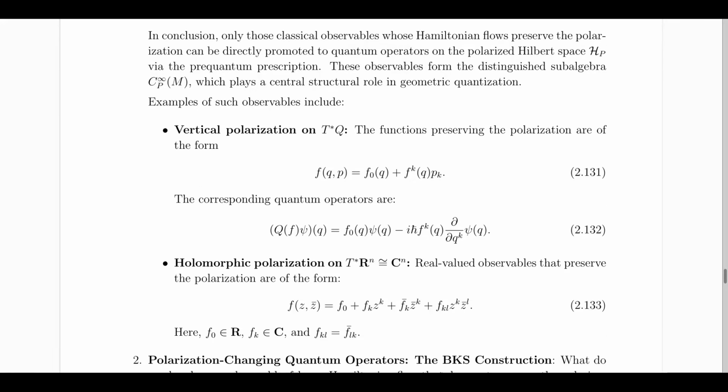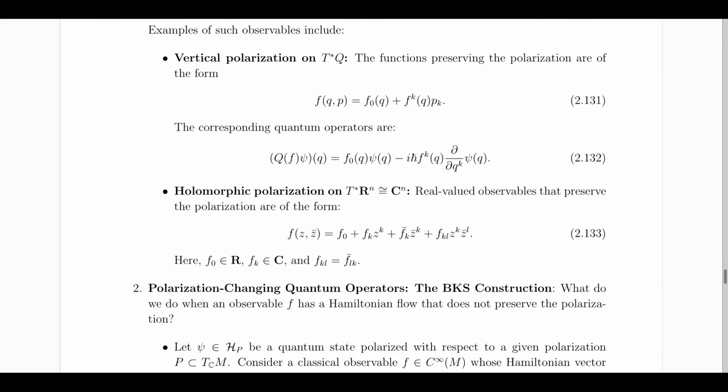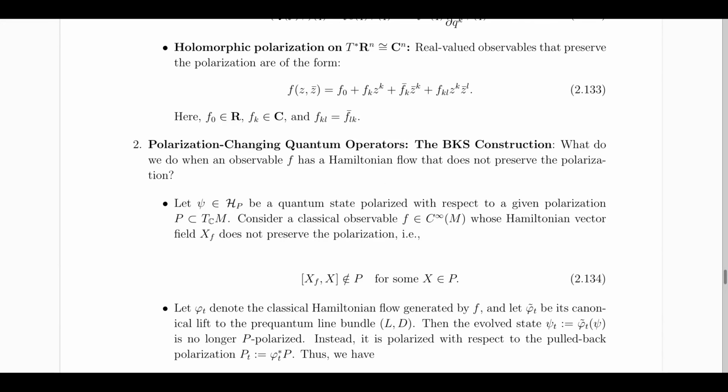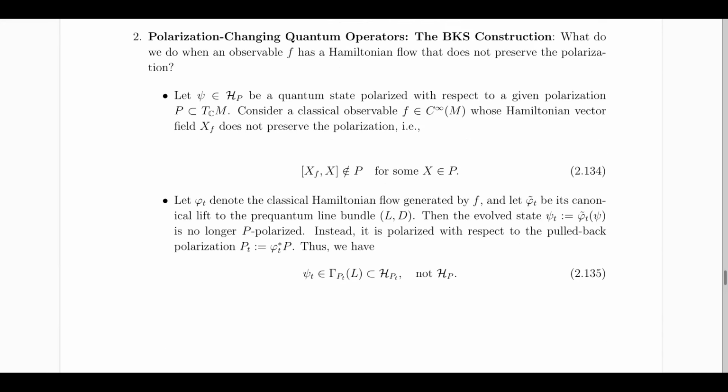In the case of vertical polarization, say on the cotangent bundle of configuration space, the polarization-preserving functions are those linear in momentum with coefficients depending on position. Their corresponding quantum operators include multiplication by functions of position and derivatives with respect to position, just like in Schrödinger quantum mechanics. For holomorphic polarizations, the structure is similar but formulated in complex coordinates, allowing a richer set of symmetries and observables. But not all physically important observables preserve the polarization.